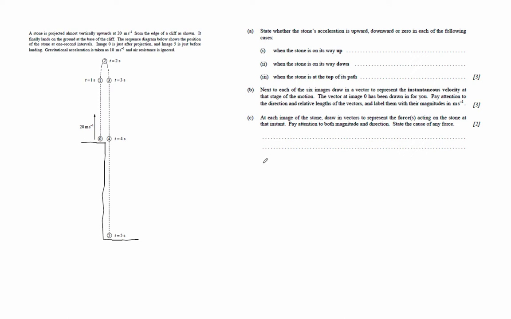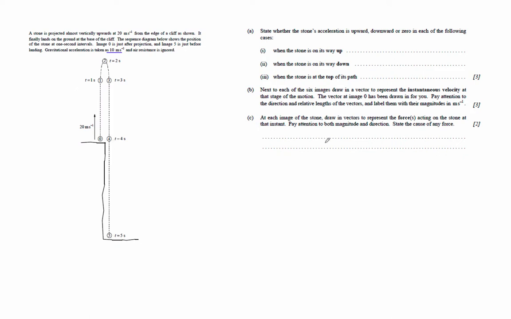This is fairly straightforward. I don't know how much I need to tell you, right? State whether the stone's acceleration, so the stone is thrown up, right? Notice that we're using 10 meters per second squared for our acceleration of gravity. It's thrown up at 20 meters per second, so it's going to slow down for 2 seconds, and then of course it misses the edge of the cliff, so it speeds up for the next 3 seconds.